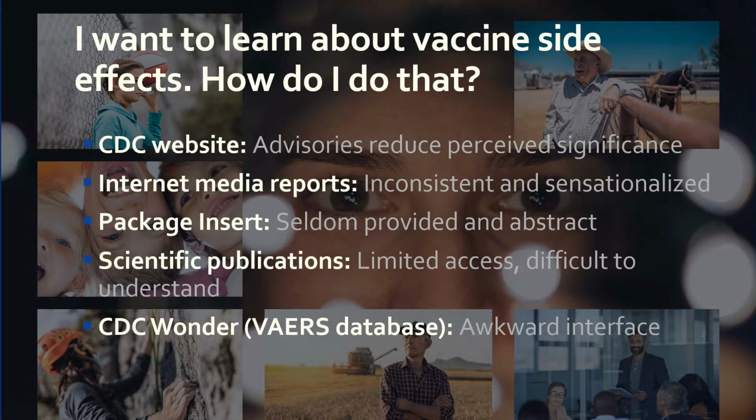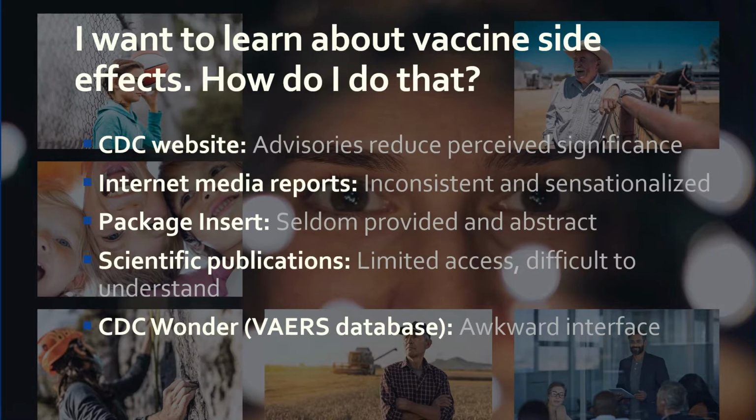You can check the CDC website. However, the advisories reduce the perceived significance of these occurrences and emphasize the importance of getting vaccinated. The site provides no guidance on recognizing early signs of a potentially serious problem and when it is time to simply seek urgent medical care. Internet media reports are inconsistent and often sensationalized. Package inserts, the official product labeling, is seldom provided to patients. It is an excellent source of information but not easy to find online. Moreover, the information is technical and difficult to understand.